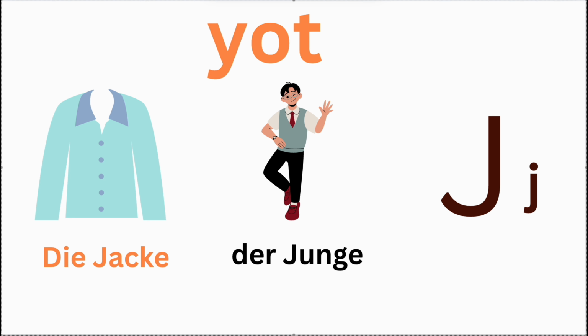J, yacht. This one is a bit different. J in German sounds like Y in English. Yacht. Example, die Jacke oder der Junge. Die Jacke means jacket. Der Junge means boy, kid.